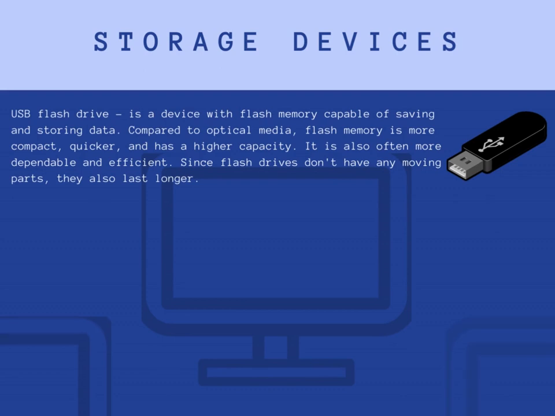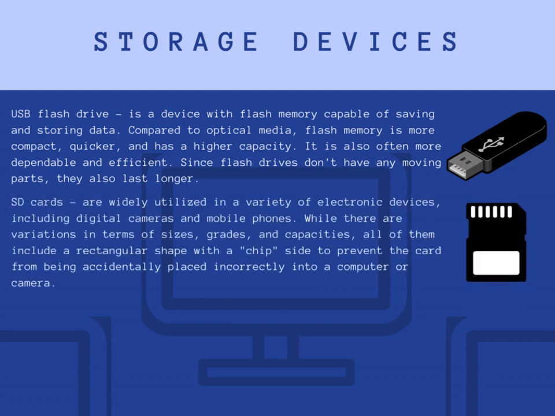A USB flash drive is a device with flash memory capable of saving and storing data. Compared to optical media, flash memory is more compact, quicker, and has a higher capacity. It is also often more dependable and efficient. Since flash drives don't have any moving parts, they also last longer.